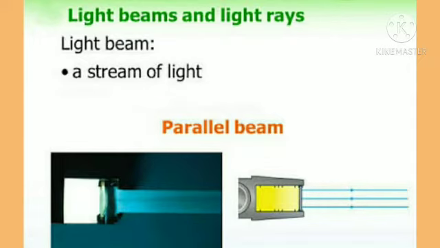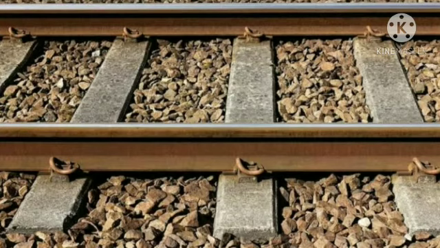The light rays that are parallel to each other do not meet with each other. The gap between two rays is the same at every point. You can compare these rays with the railway tracks.